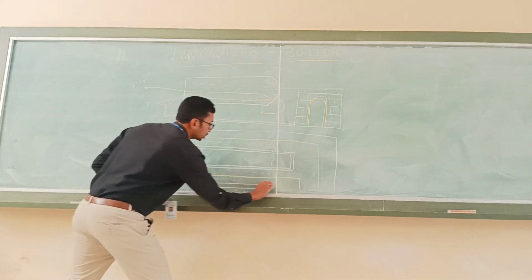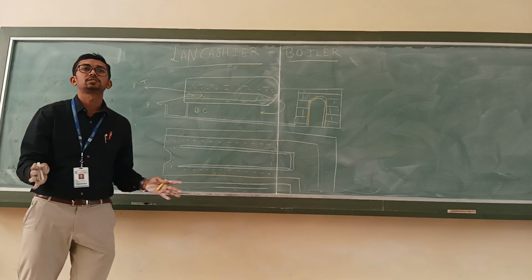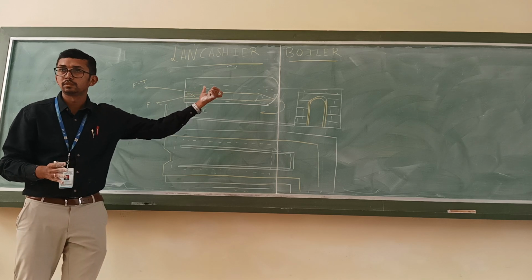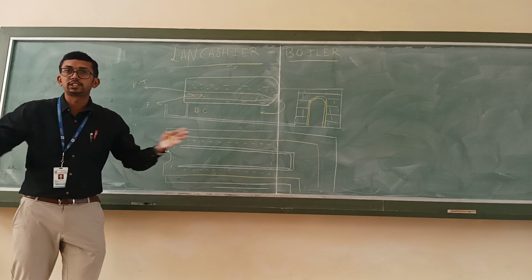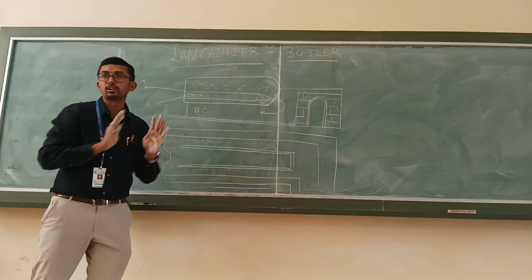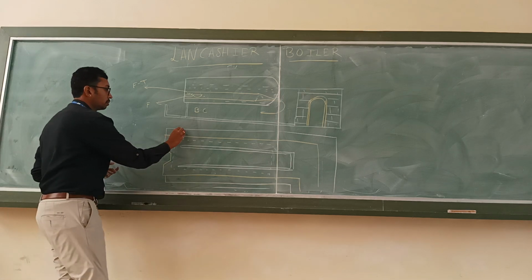So what is the purpose of this brick structure? Why is the brick structure there? Because one thing is to support the boiler drum, and another thing, the heat should not escape outside. Okay, so heat has to go to the boiler only. Then the efficiency will be more. So that's why this is a brick structure.